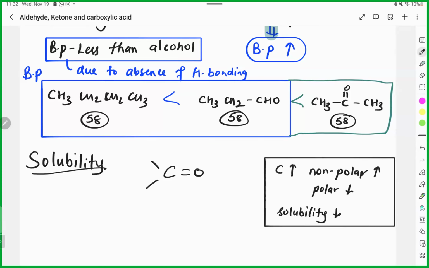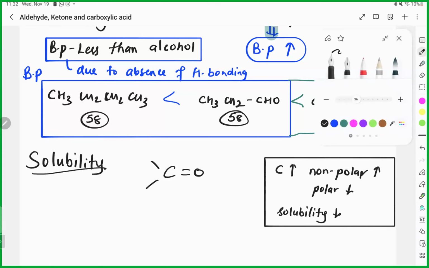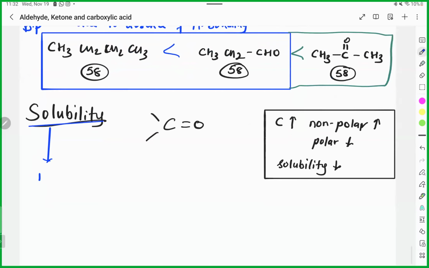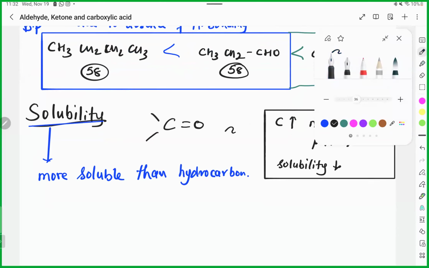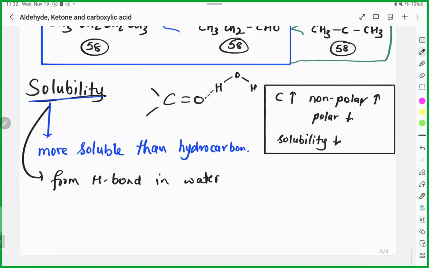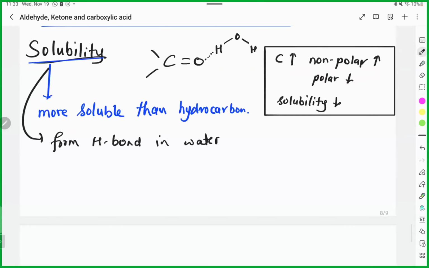But lower members, if you compare them to the hydrocarbon, are they more soluble or less soluble? More soluble, I think. More soluble than hydrocarbon. Why? Sir, polarity. One reason is polarity, but one more reason is it can easily form hydrogen bonds with water, right? Example, H2O, then this can form hydrogen bonds. That's why it is more soluble. Got it? Yes, sir.